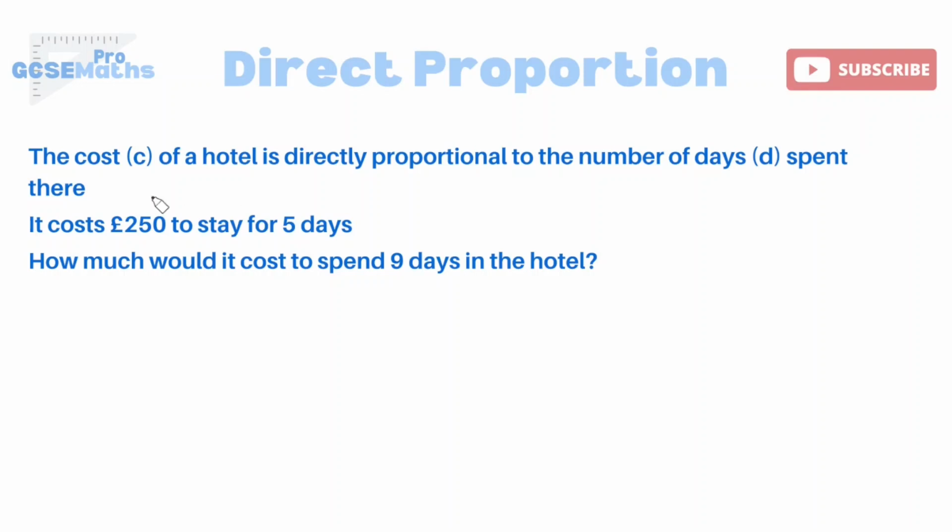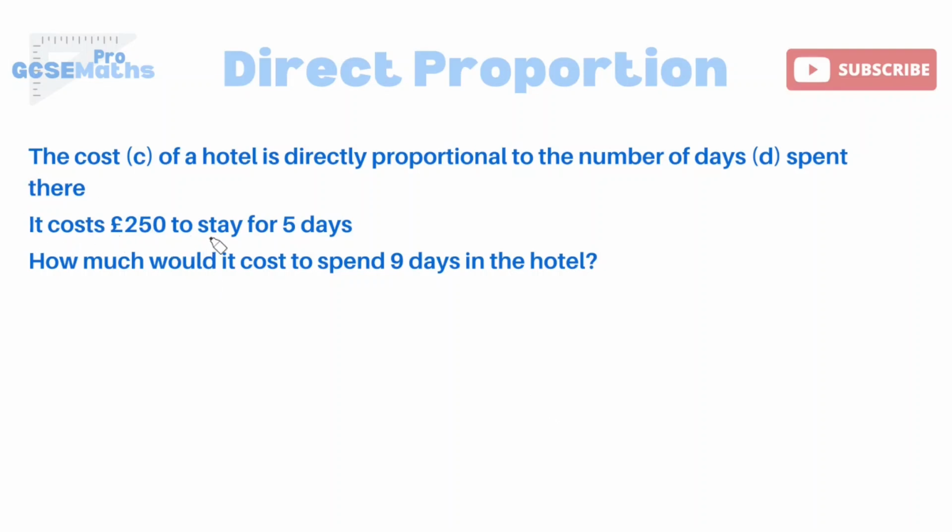3 sentences. So the cost, which they're telling us to use the letter C for, of a hotel is directly proportional to the number of days, D, spent there. Okay, so we're using C and D this time. All of our previous examples were X and Y. However, as I said at the start, you could use any letters. It could be any letters in your questions, okay? So just be aware of that.